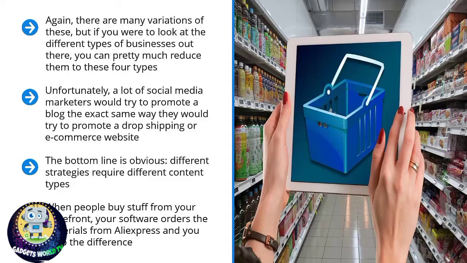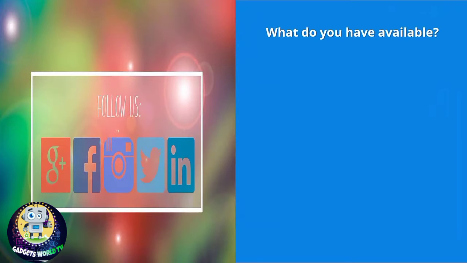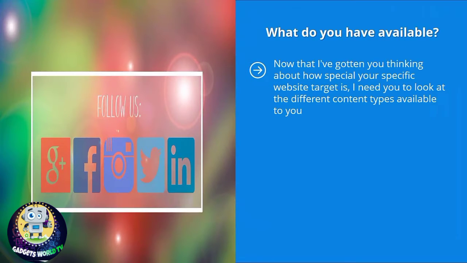This is very different from a publishing business. Similarly, if you make your money through your mailing list, you can't market on social media the same way as you would if you had an online store. Again, different strategies require different content types. What do you have available? Now that I've gotten you thinking about how special your specific website target is, I need you to look at the different content types available to you.